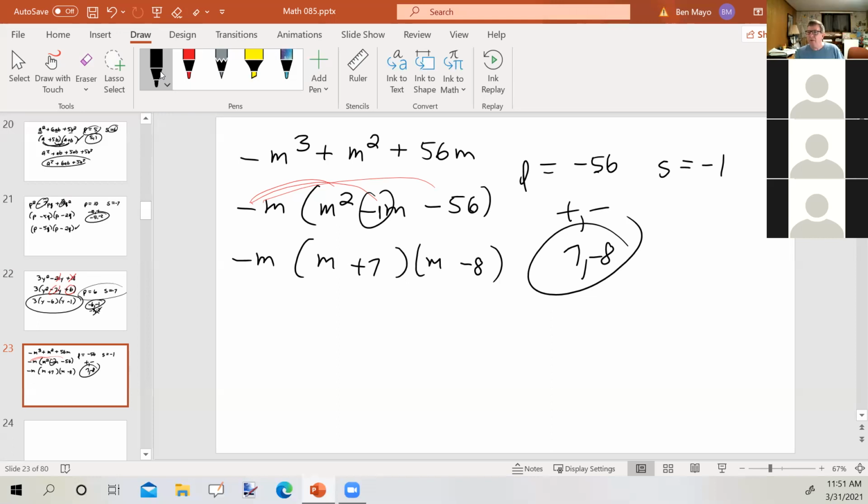If you know your times tables well, this is going to go a lot faster than if you're having to rely on a calculator to figure out how to pull apart 56. Okay, it's never too late to keep working on those if you need to. All right, let's see here.